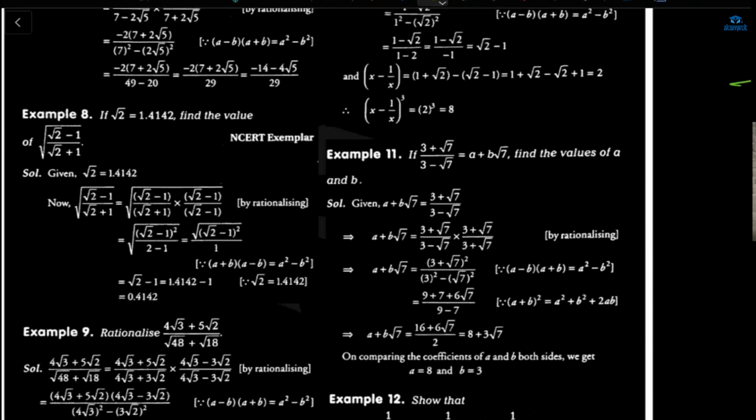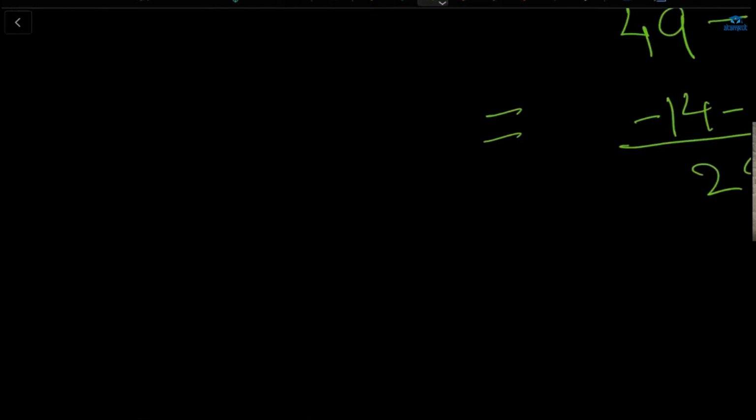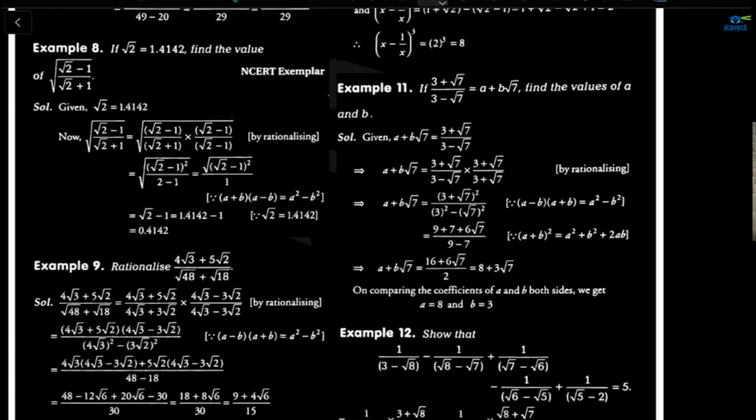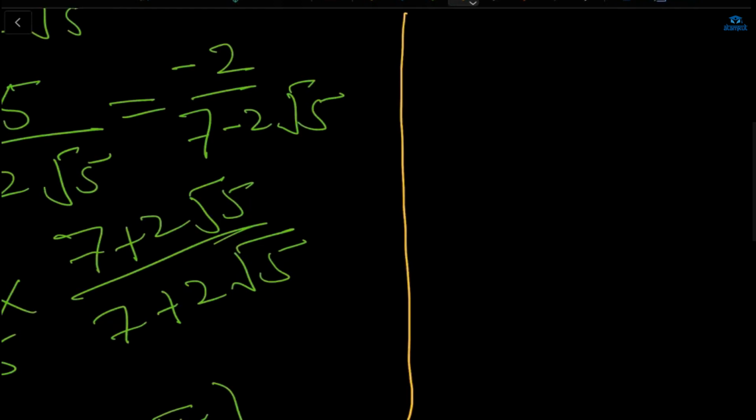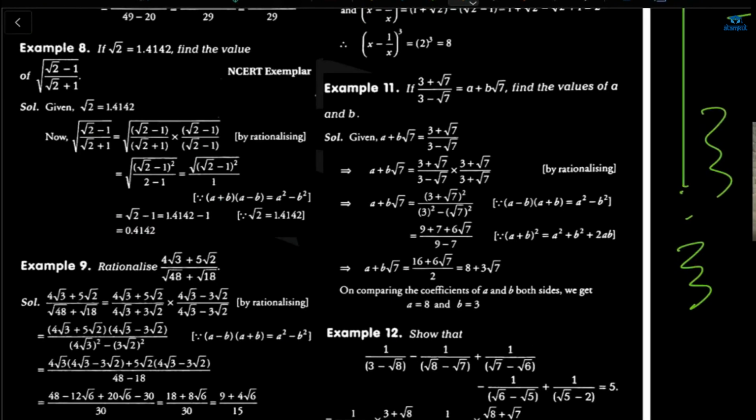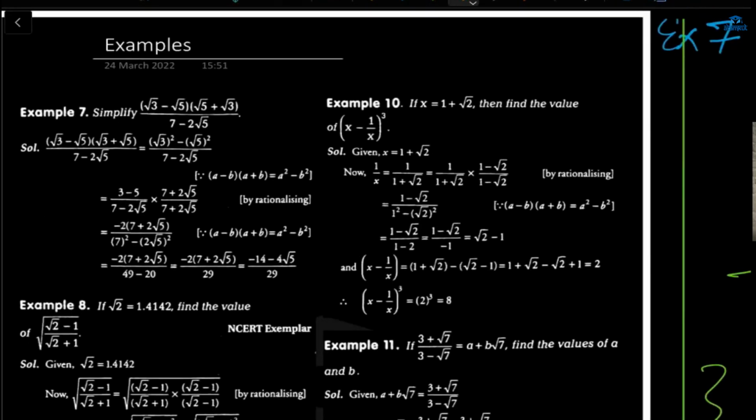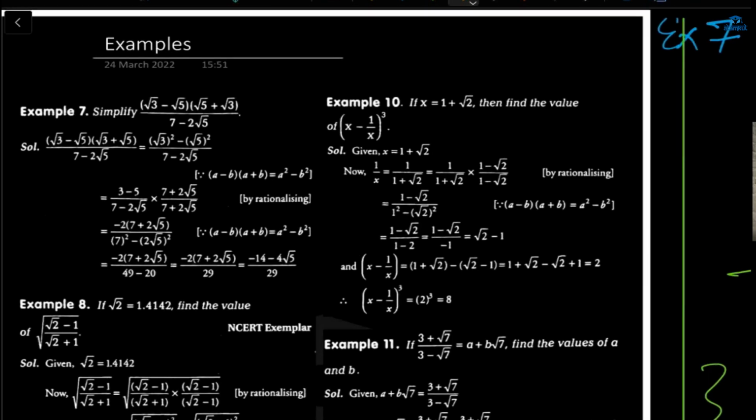On simplifying, till then, you can try to solve. I'm trying with my pen. Ma'am, which question? Example number 8 and example number 9. Now show me the question. If root 2 is equal to 1.412, find the value of the whole root of root 2 minus 1 divided by root 2 plus 1.